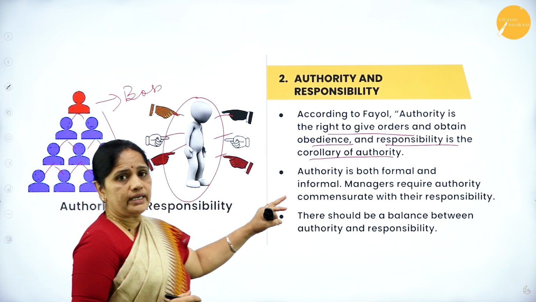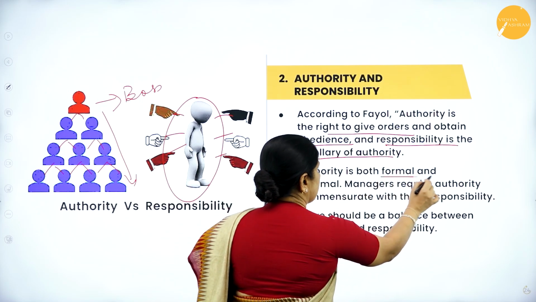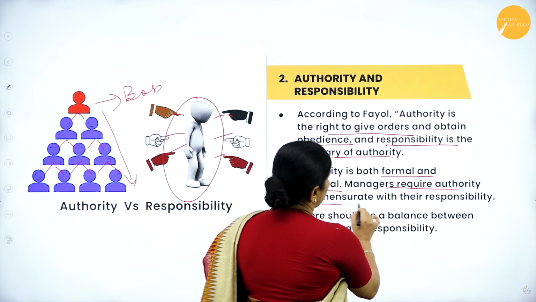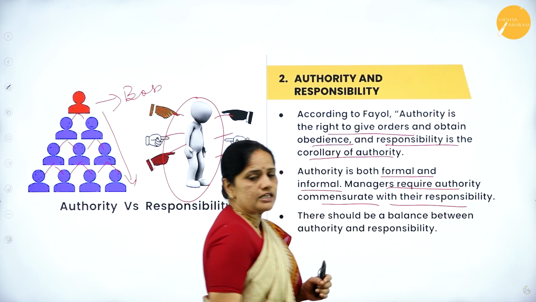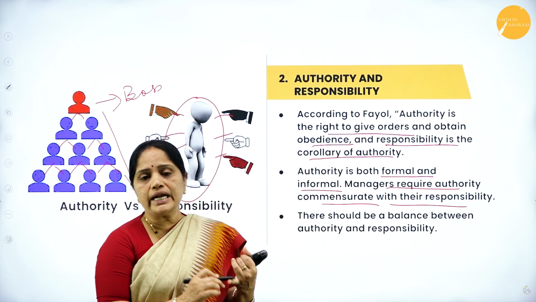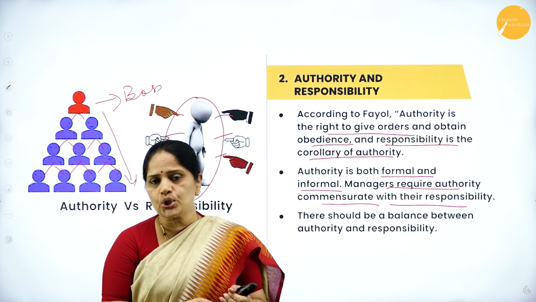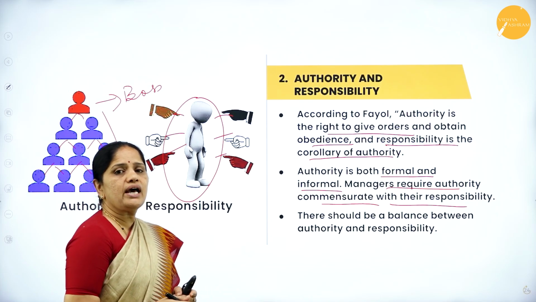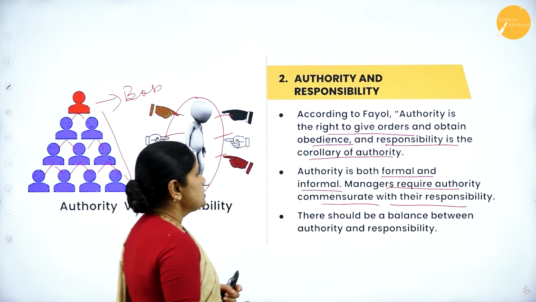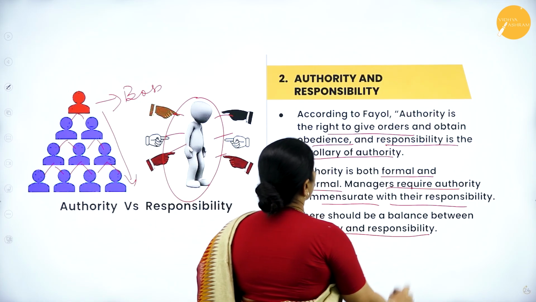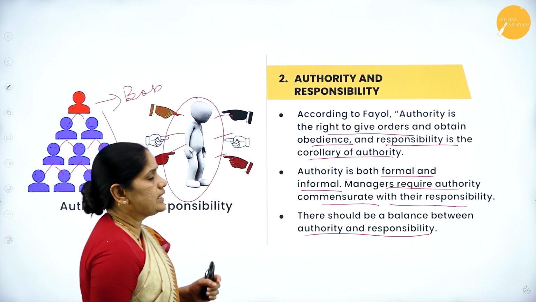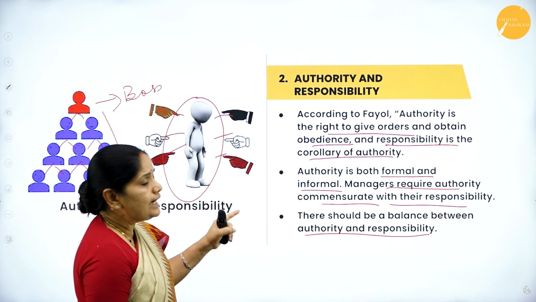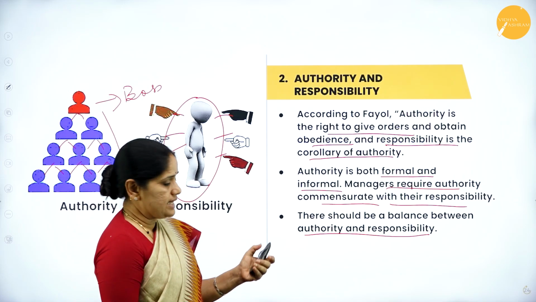Authority is both formal and informal. Managers require authority commensurate with the responsibility. So authority and responsibility should go hand in hand. If you have authority, you should have the responsibility also. There should be a balance between authority and responsibility within the organization.